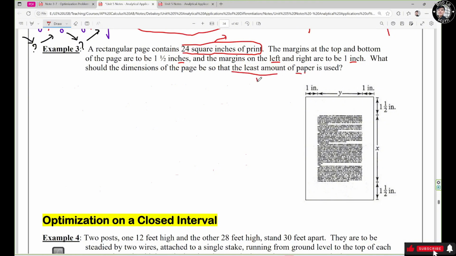Alright, so this one is the primary equation, right? Now, it involves the area of the page, right? So we know that the distance from here to here is y, which is right here. The distance from here to here is s, which is right here, right? And then the secondary equation is s times y equals 24, right? Now the primary equation is the area of the page right here. It's going to be y plus 2, right? The left margin is 1, the right margin is 1, so y plus 2, right?